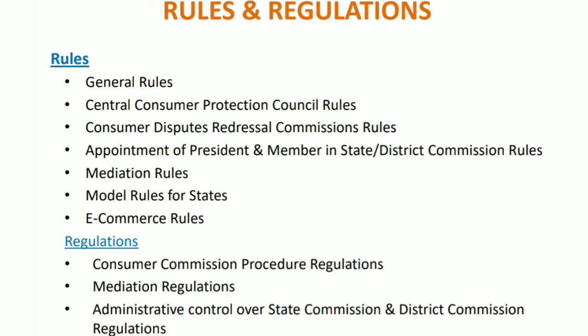Now, what are the rules and regulations? The rules are: general rules, Central Consumer Protection Council rules, Consumer Dispute Redressal Commission rules, appointment of president and member in state and district commission rules, mediation rules, model rules for states, and e-commerce rules. And let's see what the regulations are: Consumer Commission procedure regulations, mediation regulations, and administrative control over the state commission and district commission regulations.